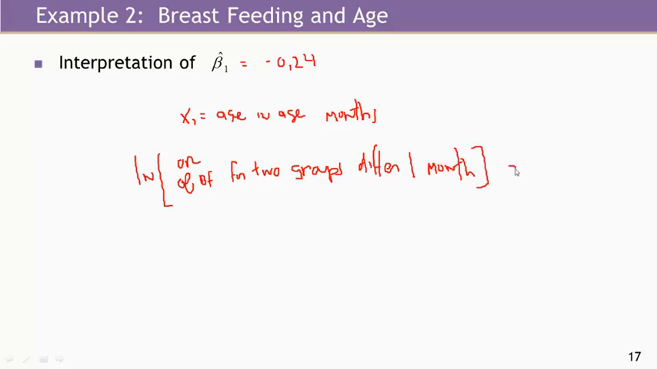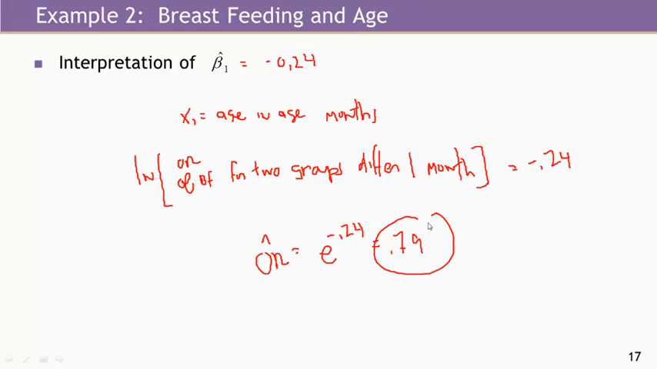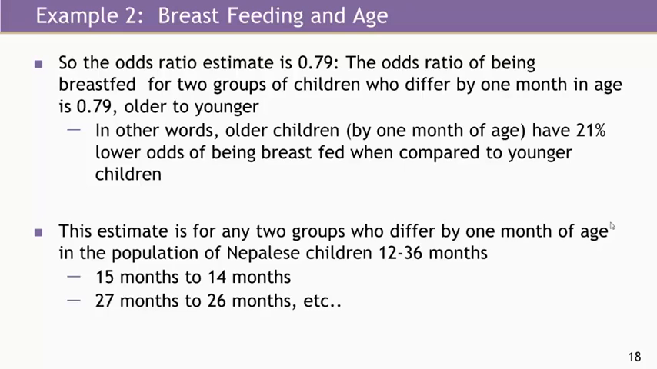And that's equal to negative 0.24. If we exponentiate that, we get the odds ratio estimate equals about 0.79. So each month of age multiplies the relative odds of being breastfed by 0.79, or another way to say it, each month of age is associated with a 21% reduction in the odds of being breastfed. Okay?